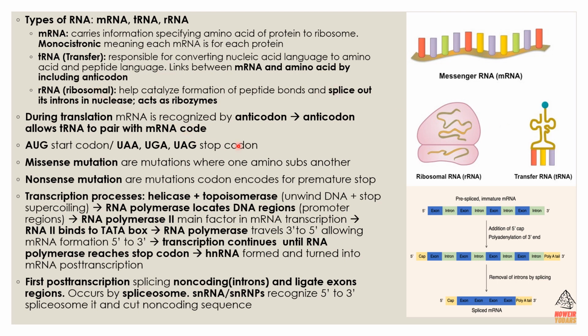And then the rRNA helps catalyze the formation of the polypeptide chain and splices out introns in the nucleus, and it acts as a ribozyme. The rRNA is the main structure where all this happens, and it helps catalyze the formation of peptide bonds. During translation, mRNA is recognized by an anticodon. Just like I said, the anticodon comes from the tRNA, and it allows the tRNA to pair with the mRNA code.